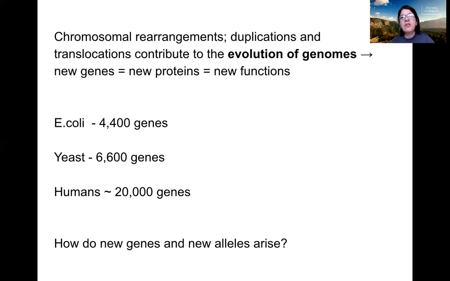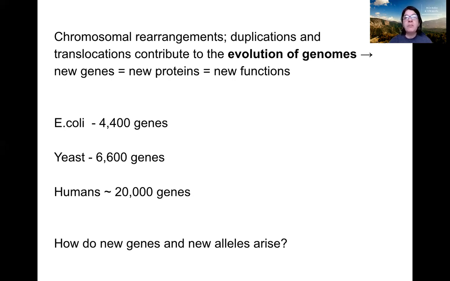Chromosomal rearrangements, duplications, translocations, we talked about these types of mutations. They're not small mutations, they're large changes in large portions of DNA. And they actually contribute to what we call the evolution of genomes. They contribute to the fact that our common ancestor with E. coli and yeast had a lot fewer genes, but look at us now, we have 20,000 genes. We have different genes, or different alleles, from yeast or E. coli, and they have different genes themselves, which are different from their last common ancestor. So this is called the evolution of genomes.